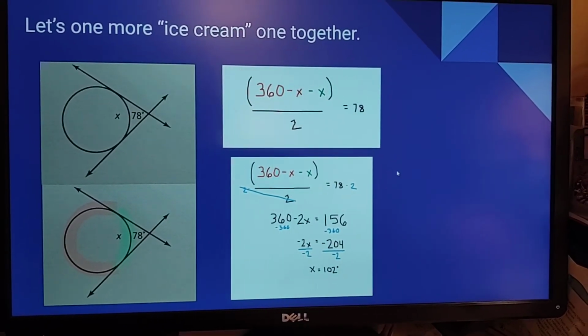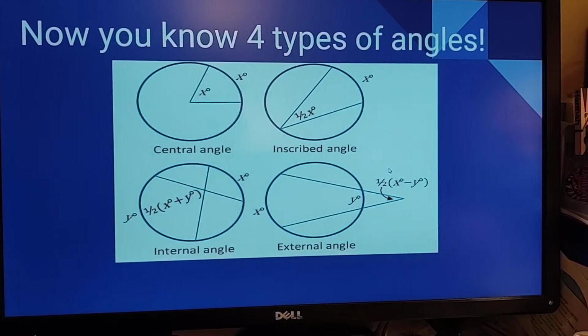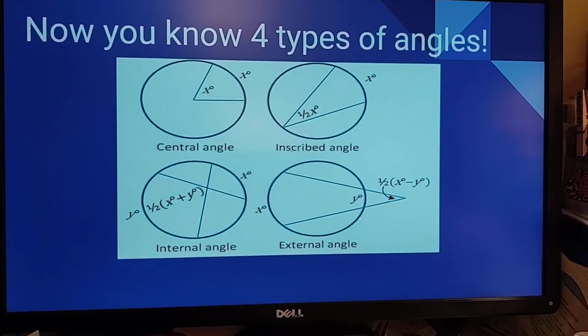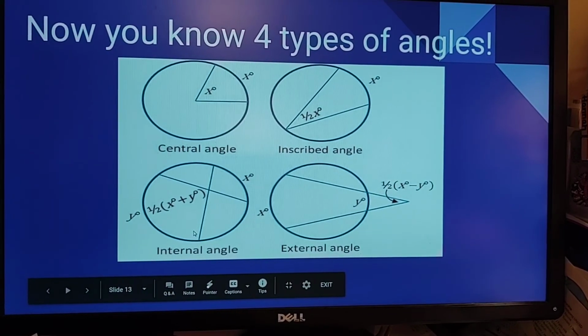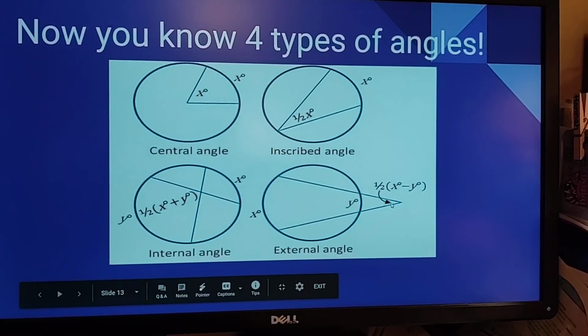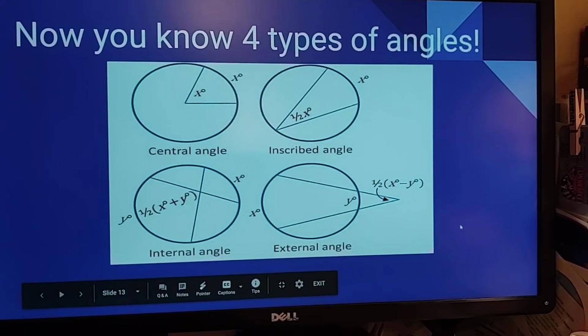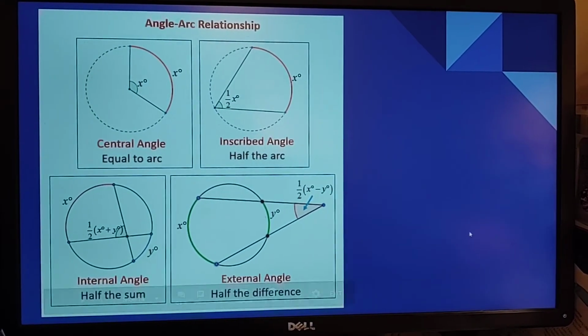All right, mission accomplished in terms of all 4 of our angles. You now know the central angle, the inscribed angle, the internal angle, which I really like to call the X rule, and the external angle, which I usually call the ice cream rule. Let's look at them one more way. I prefer this picture, to be honest with you.